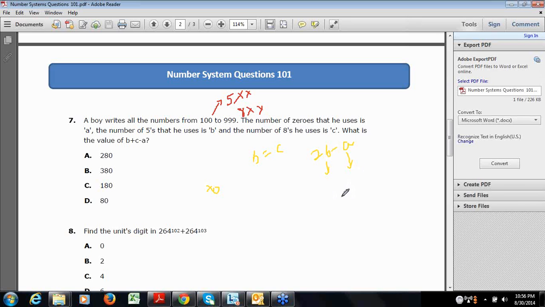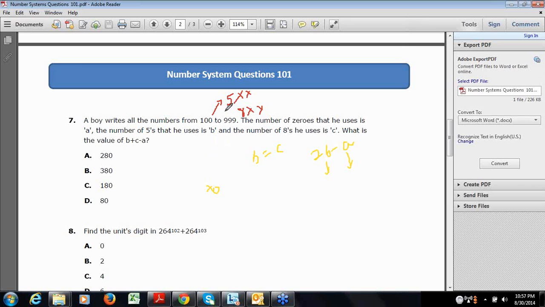And if you have a confusion that B will not be equal to C, there is no logic in this. Why B will be equal to C? It's pure symmetry. See, from 100 to 999, number of 5s has to come equal to number of 8. How? Because if you see from 100 to 200, the number of 5 will be equal to number of 8. So 200 to 300, the number of 5 will be equal to number of 8. Similarly, for each of 100 interval, it will be equal.